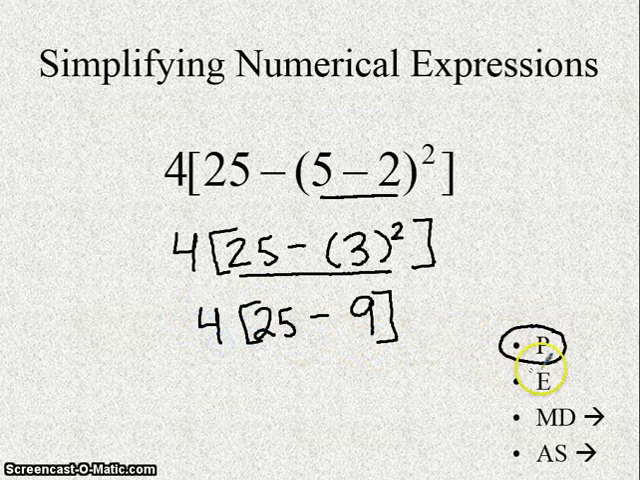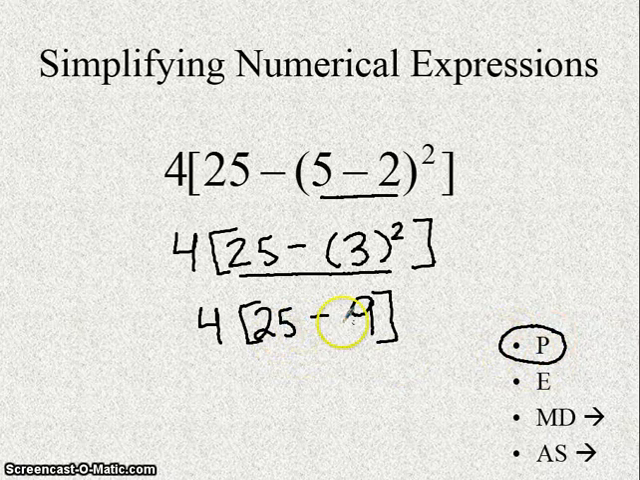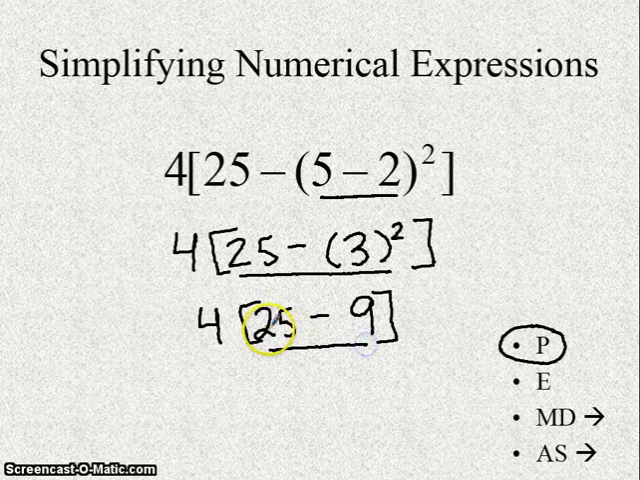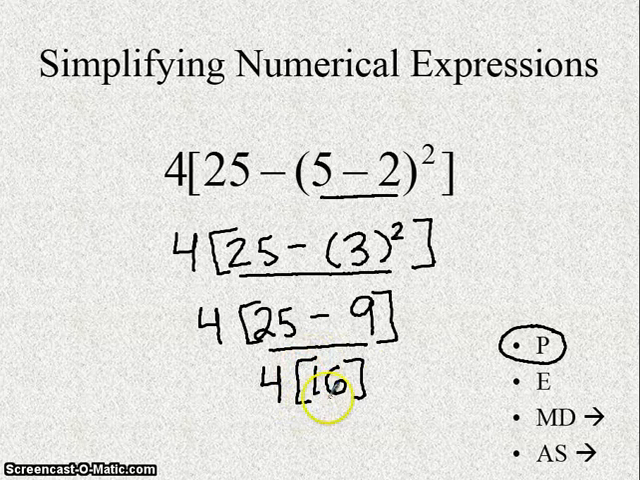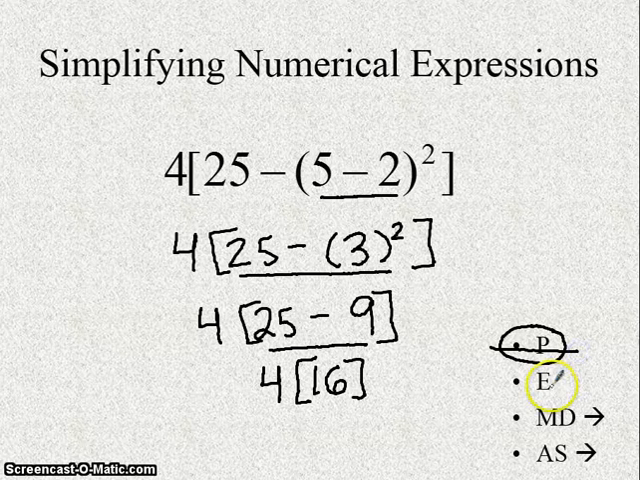Now, do we still have parentheses? Yes. There's only one operation inside, so we just need to simplify that. 25 minus 9 is 16. Now, we still have a grouping symbol, but there's only one number inside, so it is now simplified.